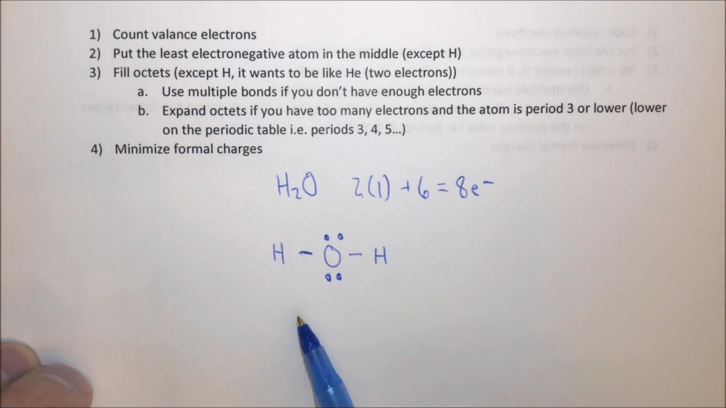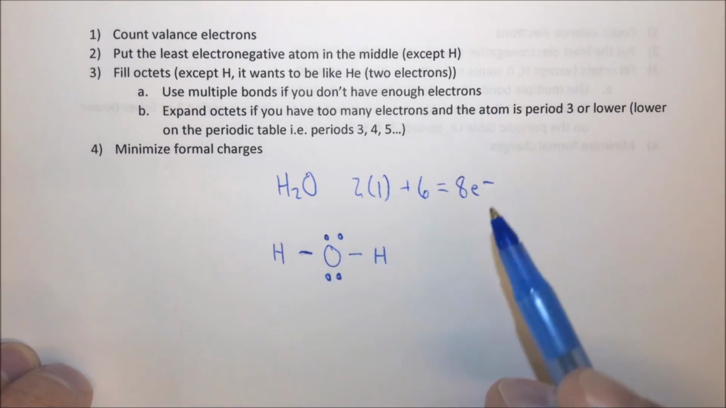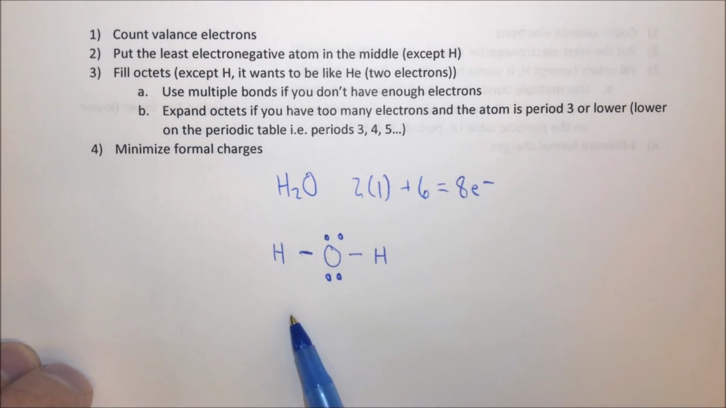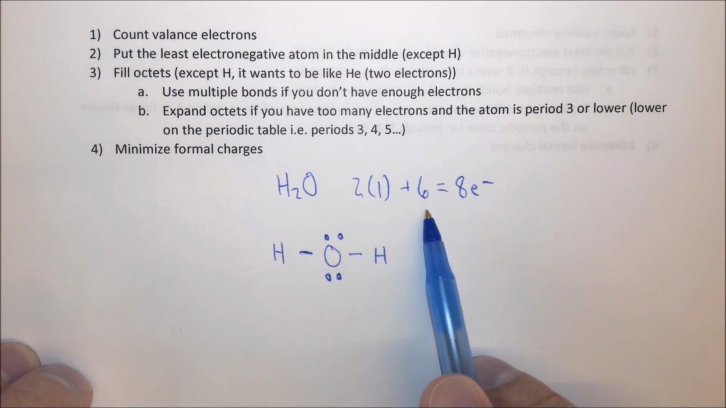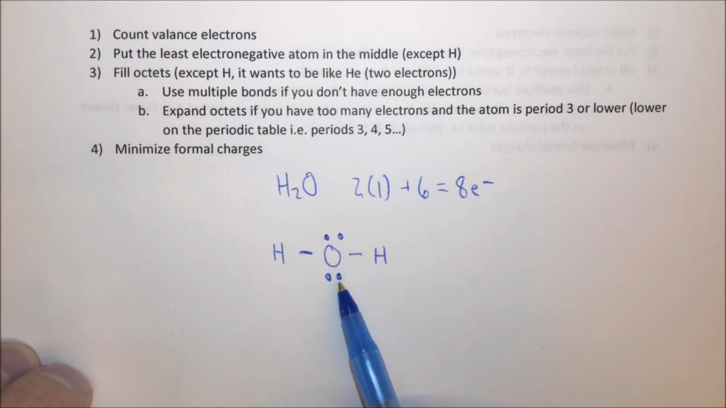So, hydrogen wants 1 electron around it, count the dashes as 1. It has 1, wants 1, it's neutral. Oxygen has 6 valence electrons, so it wants 6 electrons around it. Count the dots as 1, count the dashes as 1. 1, 2, 3, 4, 5, 6. It wants to have 6 electrons around it.